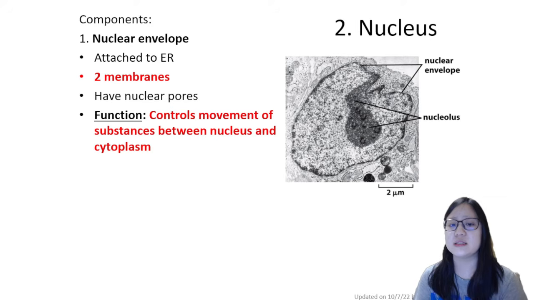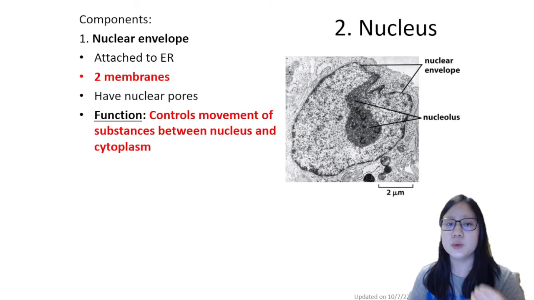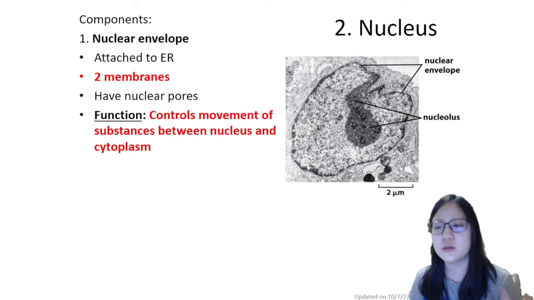Controlling movement of substances is incredibly important because it controls function, right? Controlling movement means controlling function. There are proteins, there are mechanisms in place to direct that control. Anyway, that's the nuclear envelope, which has more detail than I thought it would have.